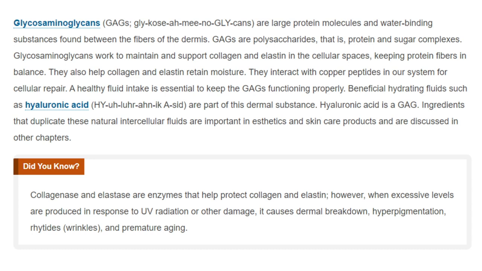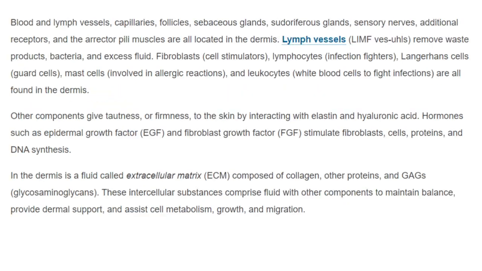Hyaluronic acid is a GAG. Ingredients that duplicate these natural intercellular fluids are important in aesthetics and skincare products and are discussed in other chapters. Did you know? Collagenase and elastase are enzymes that help protect collagen and elastin. However, when excessive levels are produced in response to UV radiation or other damage, it causes dermal breakdown, hyperpigmentation, rhytides, wrinkles, and premature aging.